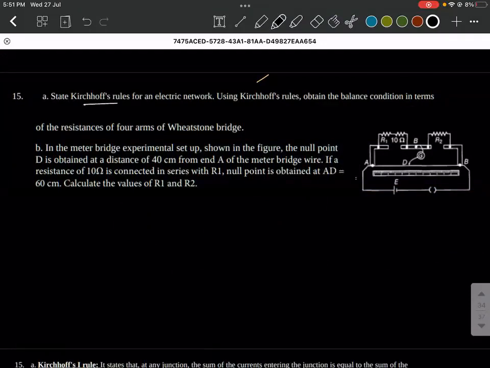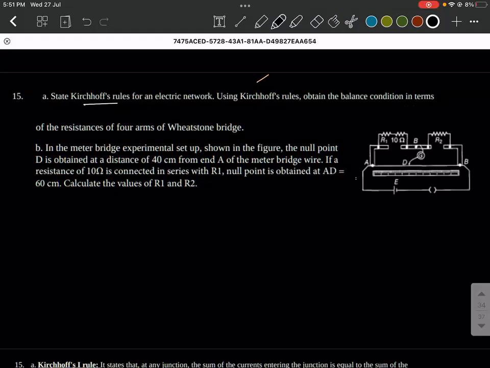So state Kirchhoff's rules for an electrical network. What are the two Kirchhoff's rules? One is KCL and the second is KVL. What does KCL state? KCL, current law or junction rule.